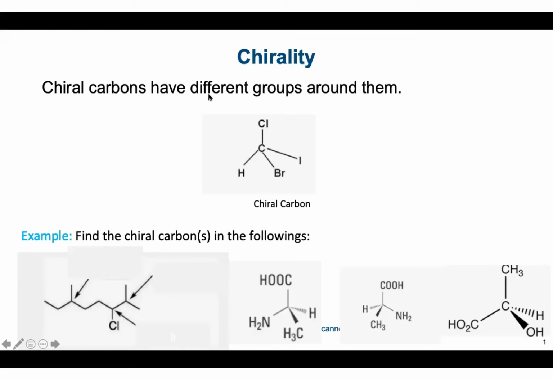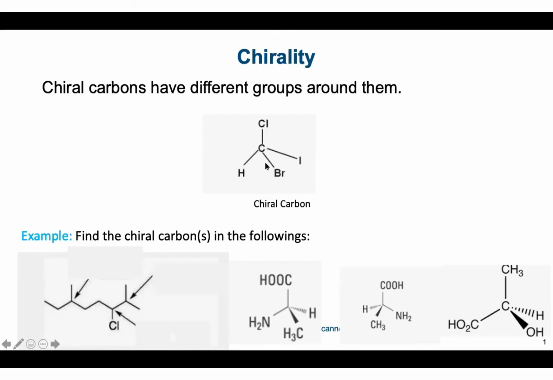Chiral carbons are having different groups around them. What does it mean? Look at this compound. See, you have a carbon here, one chlorine connected, one iodine connected to it, one bromine, and one hydrogen. This central carbon is called the chiral carbon.